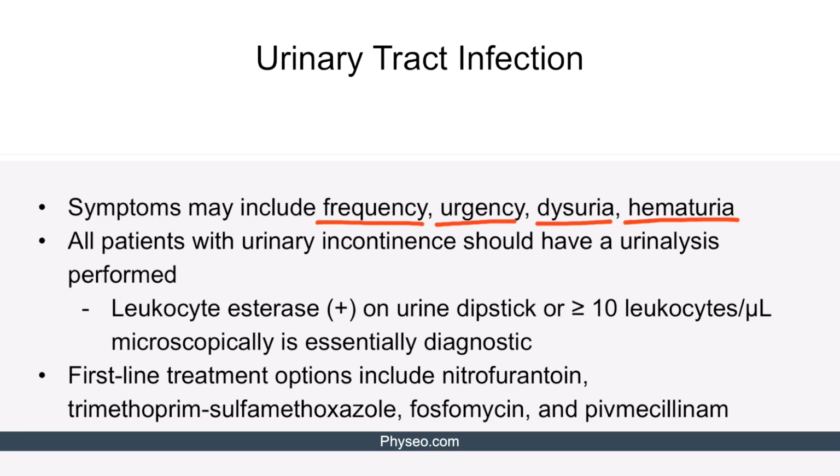Now, most important for this lecture, know that all patients with urinary incontinence should have a urinalysis performed. And on that urinalysis, a positive leukocyte esterase on urine dipstick, or greater than or equal to 10 leukocytes per microliter under the microscope, would be highly suggestive of a urinary tract infection.